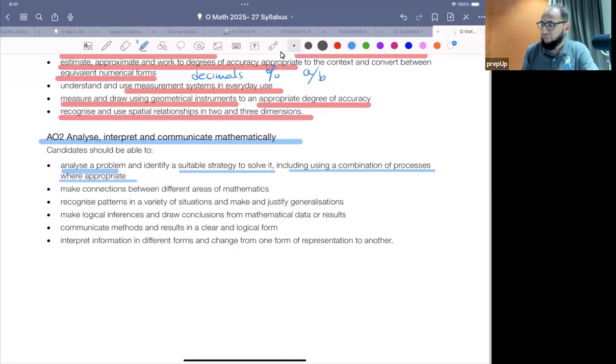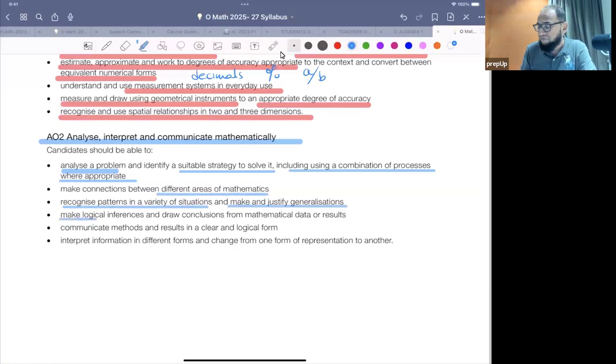And so on. Make connections between different areas of mathematics, algebra, arithmetic, geometry, transformation, vectors, link them. Recognize patterns in a variety of situations and make and justify generalizations that are related with number patterns.